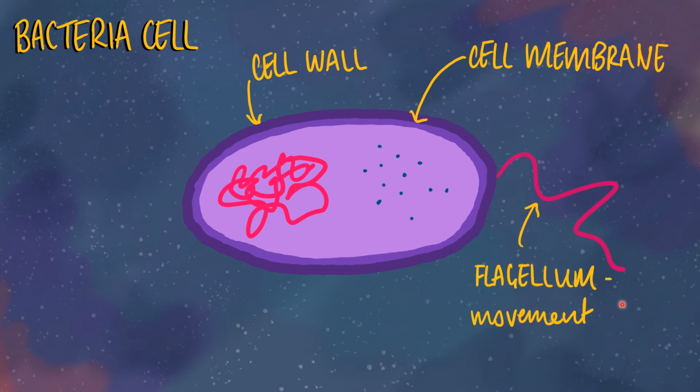Here we have a flagellum or a flagella. Flagella is just the plural version of a flagellum, so sometimes it has more than one. In your exam, if you write flagellum or flagella, you're still going to get the mark. It doesn't matter which one you use. And that is used for movement, because bacteria cells are single-celled, so if they're going to get anywhere, they need a little tail for movement. But not all bacteria have flagella, and some have lots of flagella.